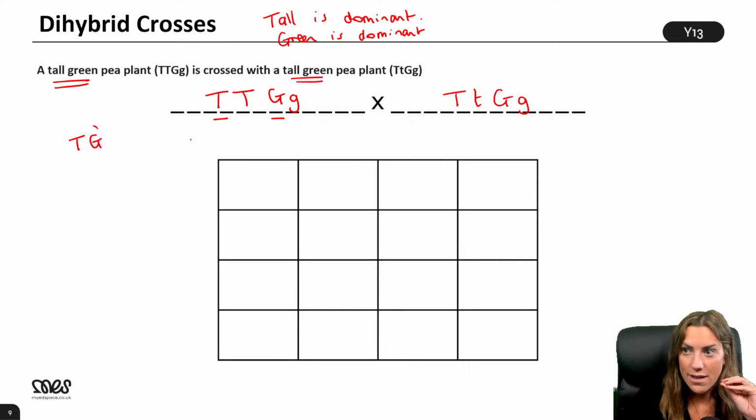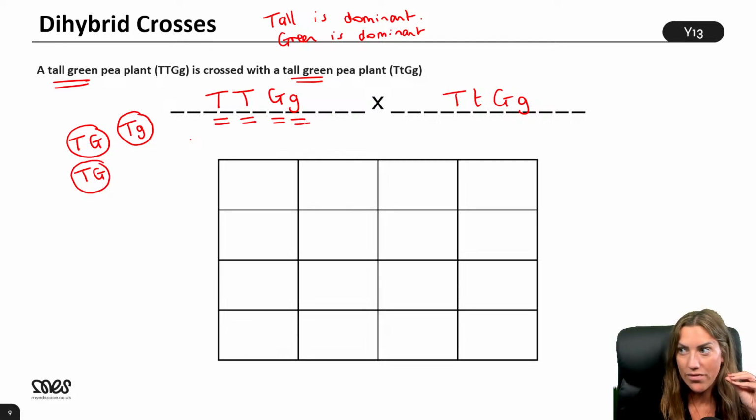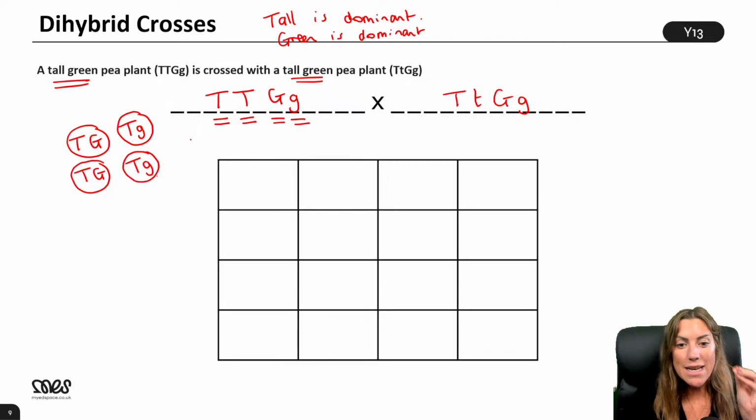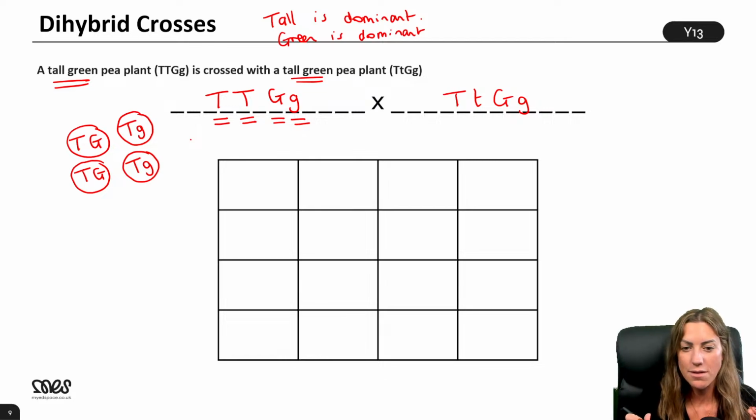And then I'd have this gamete. Or this allele could pair with this allele. And then I'd have this gamete. Or this allele could pair with this allele, and then I'd have this gamete. Or this allele could pair with this allele, and then I'd have this gamete. And basically just figuring out all the possible combinations, okay?